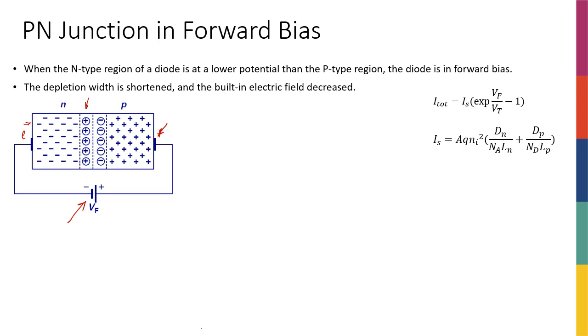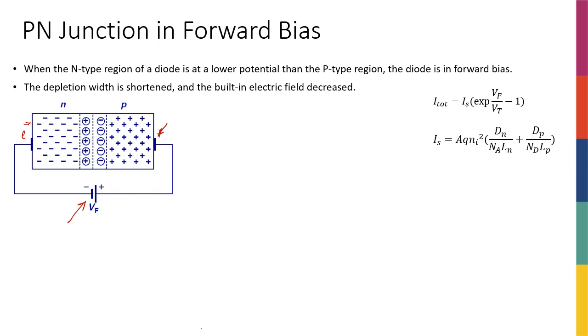What is the outcome of this? Well, the electric field that we had here, due to this depletion region, becomes smaller and smaller. Why? Because the depletion region is becoming narrower and narrower. So the more voltage I apply here, the narrower the depletion region gets. And at some point, I'm not going to have any depletion region.